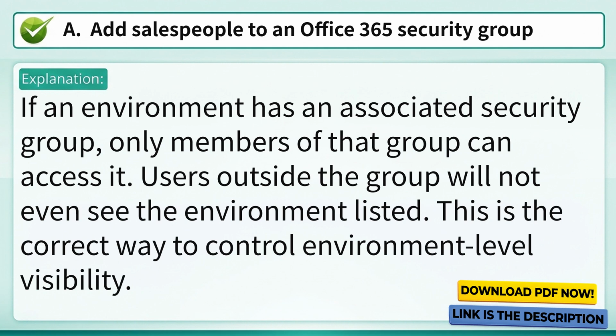Explanation. If an environment has an associated security group, only members of that group can access it. Users outside the group will not even see the environment listed. This is the correct way to control environment-level visibility.